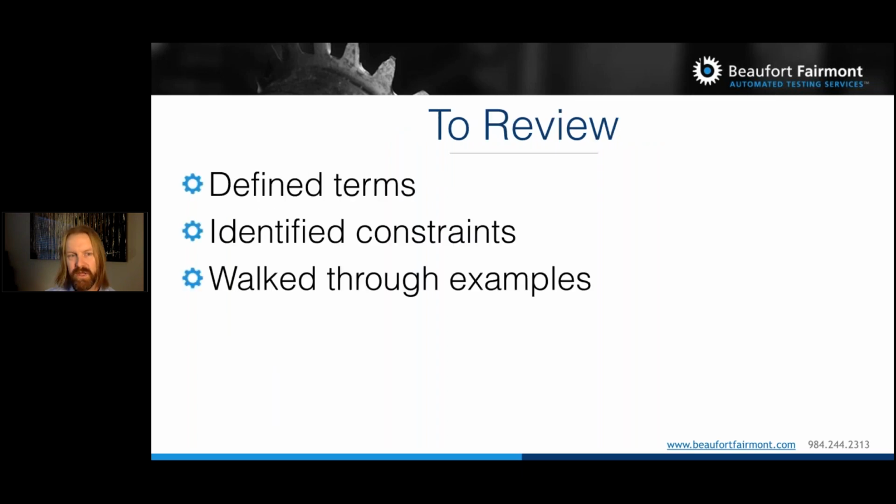So to review, we've gone through terms, we've identified constraints, we've walked through examples.